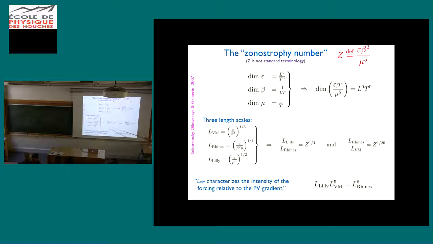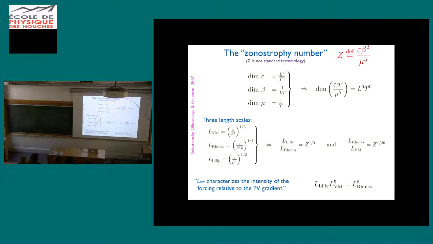And we've got two lengths that I've talked about so far, the Rhines length and the Lilly length, which does not involve beta, and a third length, which was introduced by Vallis and Maltrud. By the way, one comment about this is, it's kind of amazing, given the history of this problem. I don't think that this non-dimensional parameter was recognized until only like 2007. Maybe there's an earlier paper by Danilov and Gryanik which mentions it, but it came very late in the discussion of anything. But it's clearly one of the essential control parameters, the zonostrophy number.